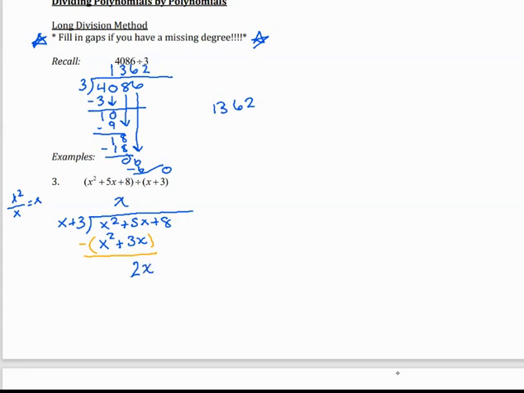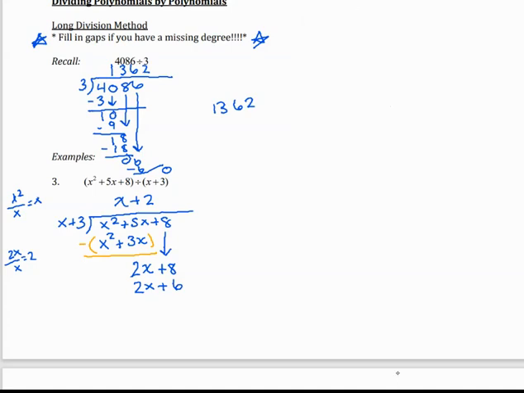Now I start the dividing process again. However, I have a binomial outside and just a monomial. So I need to remember to bring down the plus 8. And now I divide. How many times does x go into 2x? AKA 2x divided by x is 2. And it's a positive 2, so I have plus 2. So now 2 times x is 2x. 2 times 3 is positive 6.